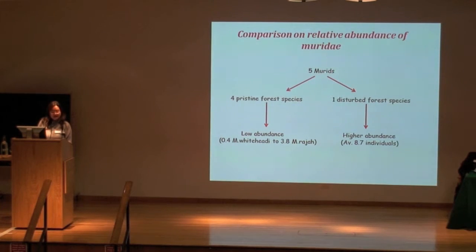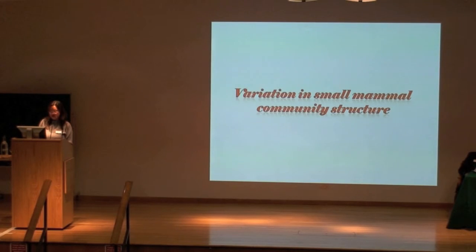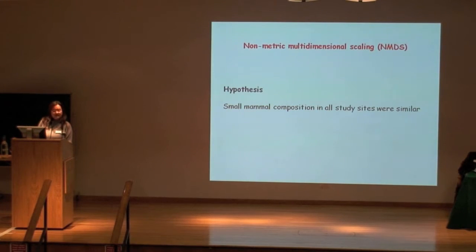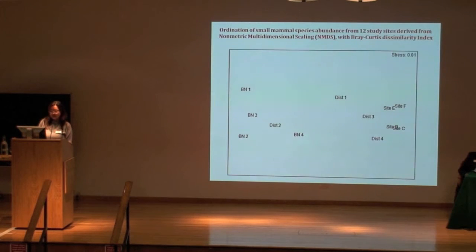And the trend is the same. There are more individuals of disturbed forest species when compared to pristine forest species. And the same goes for the squirrels. So, based on what I've got on richness and abundance, I want to check out the variations in the different study sites.